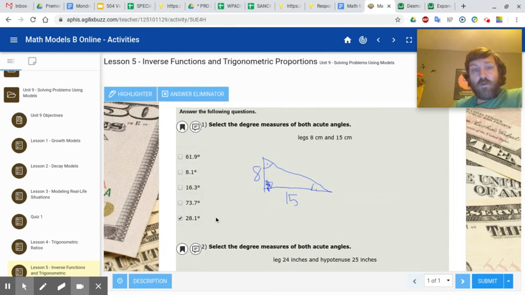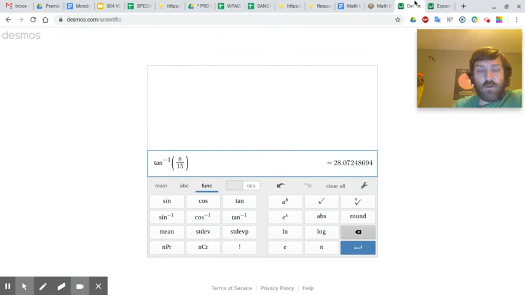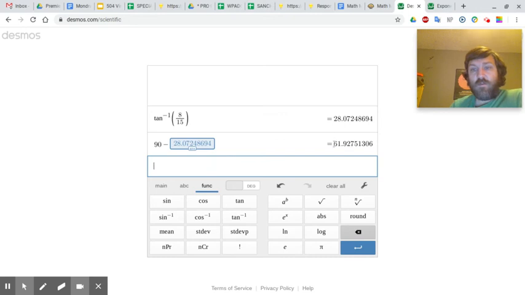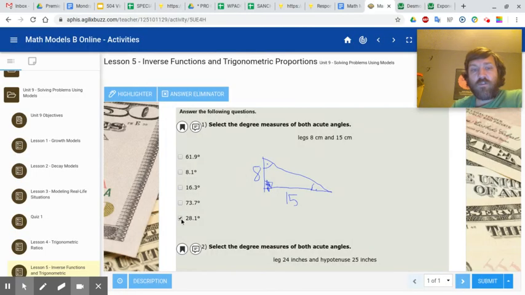And then for the other half of this, you actually don't need to do it again, because there's something we know about these three angles. We know this is 90, and we now know this is 28.1. So if I go over here and do 90 minus the answer, this will be the other angle, because these two small angles, the acute angles, have to add up to 90. So if the first one is 28.1, the other one has to be 61.9. So that's pretty much how you do that.